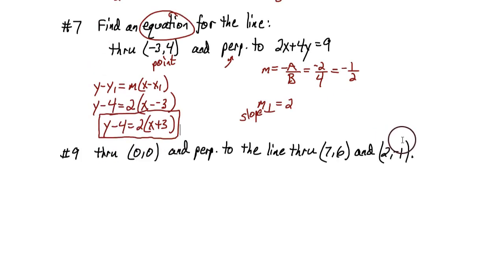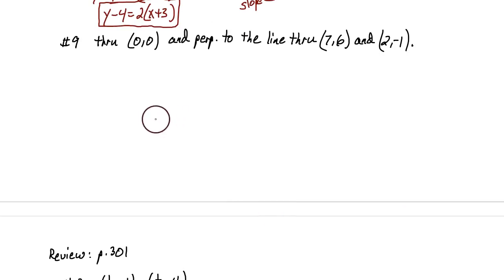Number 9, let's make an equation. And here's what we know about the line. It goes through the origin, and it's perpendicular to a line through these dots. Well, first, let's get the slope of the line through those dots. From 6 to -1, the y value is decreasing 7. From 7 to 2, the x value is decreasing by 5. This is 7/5.